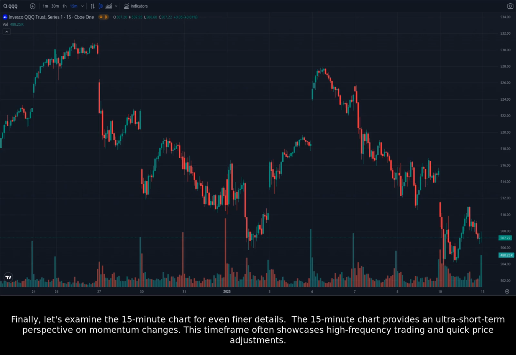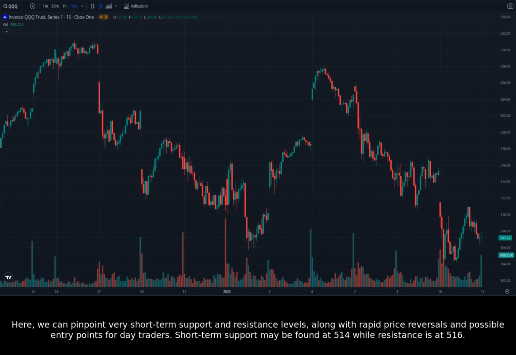The 15-minute chart provides an ultra-short-term perspective on momentum changes. This timeframe often showcases high-frequency trading and quick price adjustments. Here, we can pinpoint very short-term support and resistance levels, along with rapid price reversals and possible entry points for day traders. Short-term support may be found at 514 while resistance is at 516.